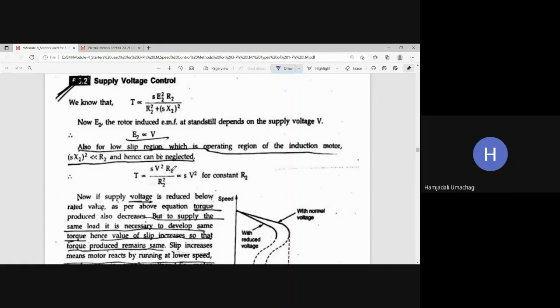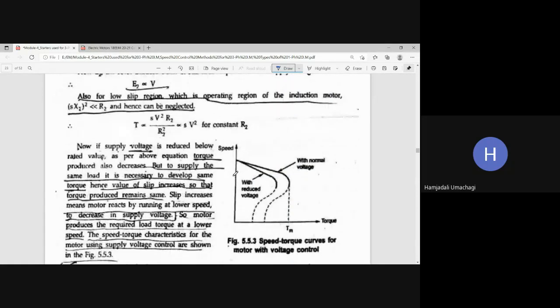Then, if you look at this expression, the rotor resistance is constant, so the equation of the torque changes to torque T directly proportional to S V square, because R2 is constant. Now you can see that if supply voltage V is reduced, then automatically torque is going to be reduced. If supply voltage is reduced below the rated value, as per the above equation, the torque produced also decreases. But this should not happen because torque should always remain constant.